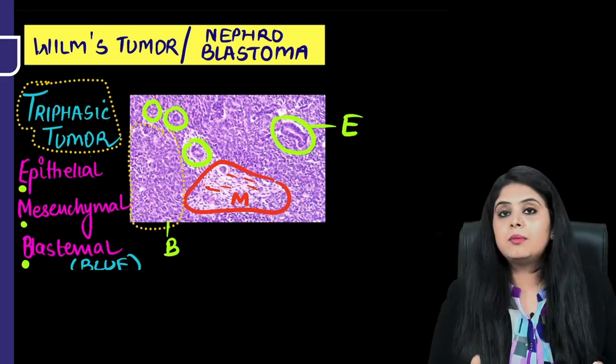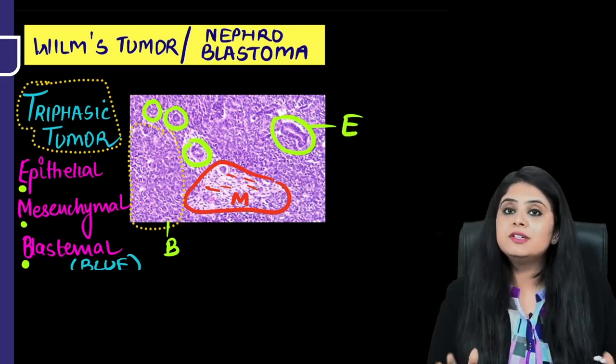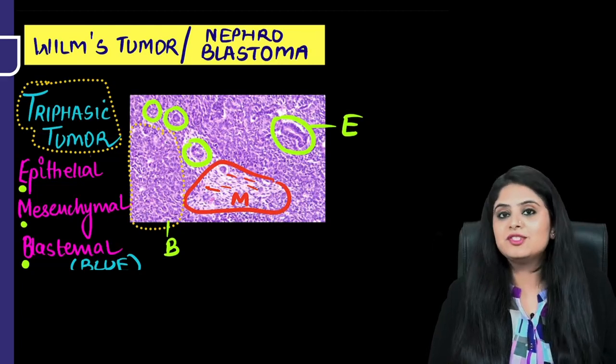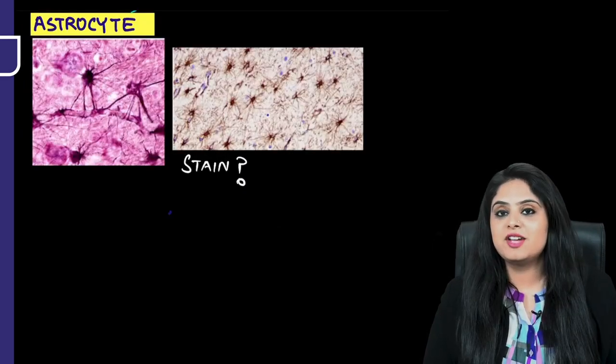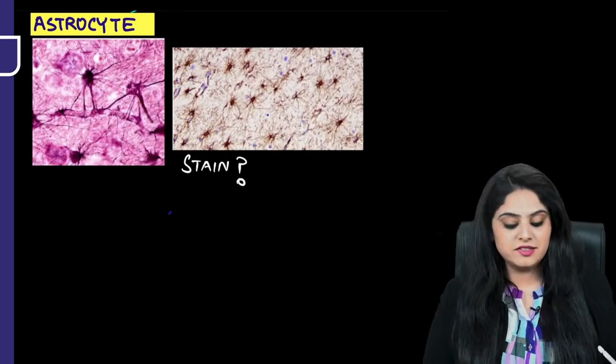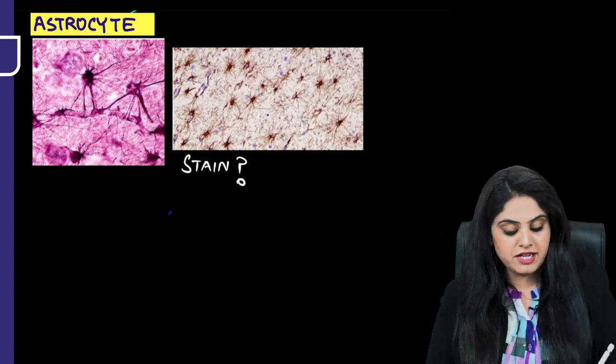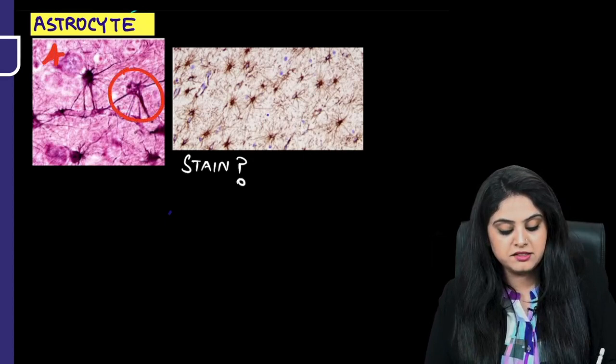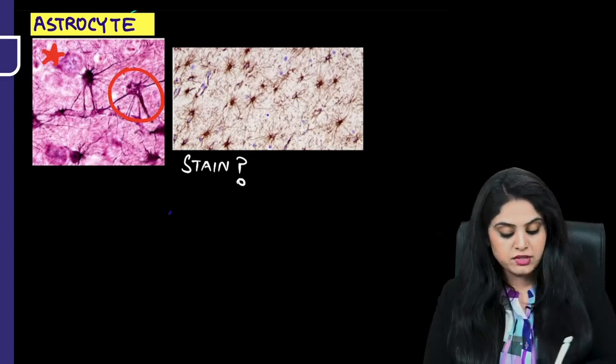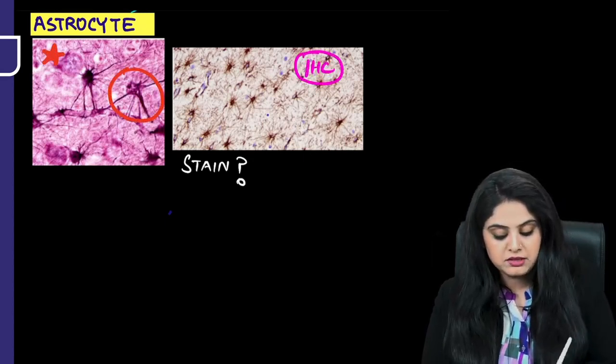So with that, we wrap up our entire section of the renal tumors and the renal pathology images as well. Let's begin with the next chapter images, and that is the central nervous system. I'm starting with the normal cell first. As you can see in front of you, you have an astrocyte which is identified by its star-shaped appearance. And what is this brown color immunohistochemical stain for the same?